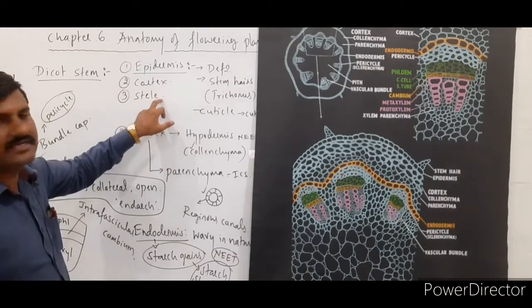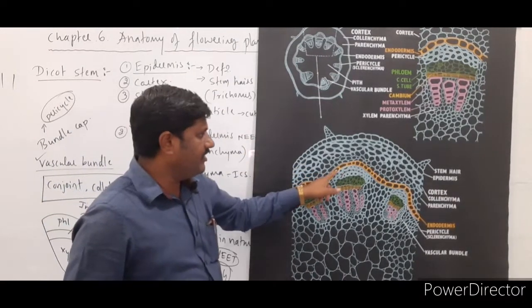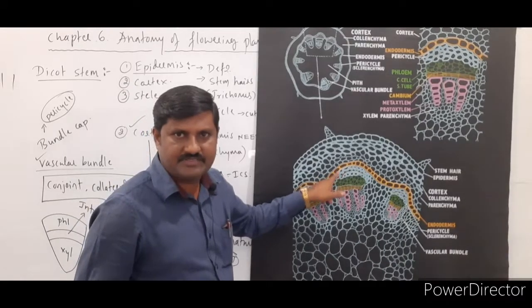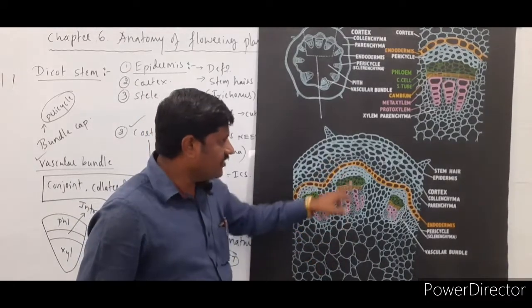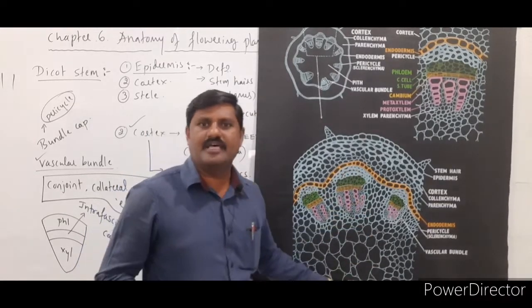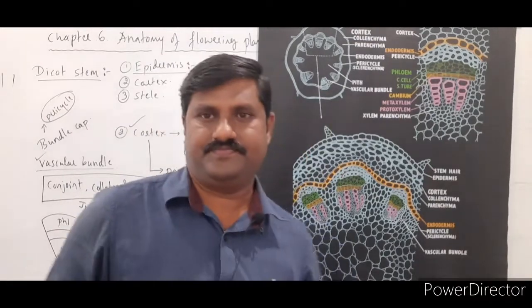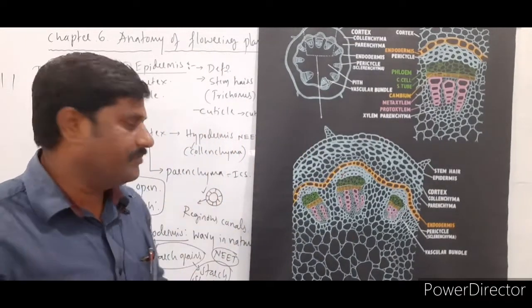What does the stellar region consist of? The stellar region consists of the region below the endodermis. All those things, what is that? Pericycle is there, vascular bundle is there, as well as pith portion. All these together form the stellar region. Okay, so this is a more important thing.